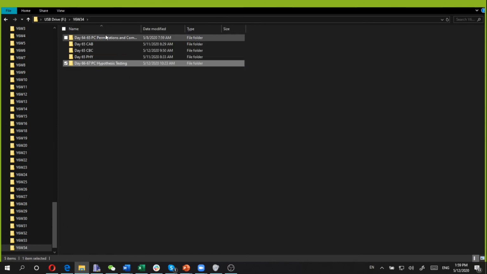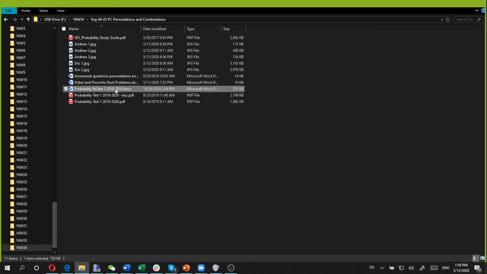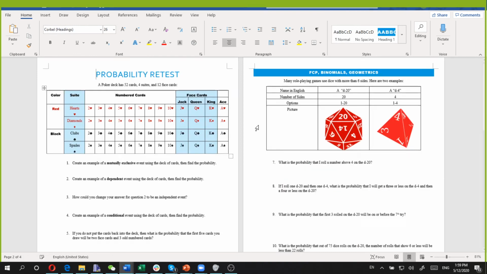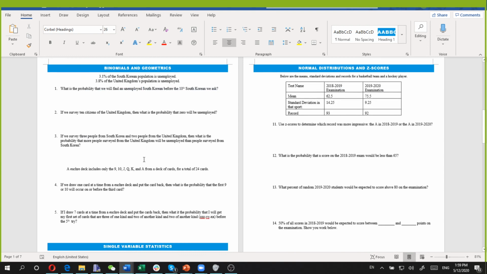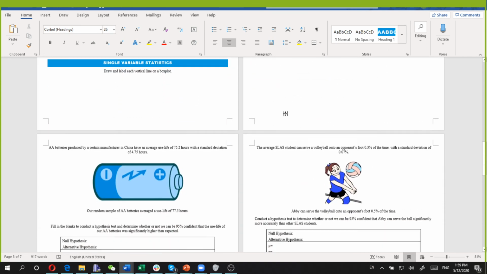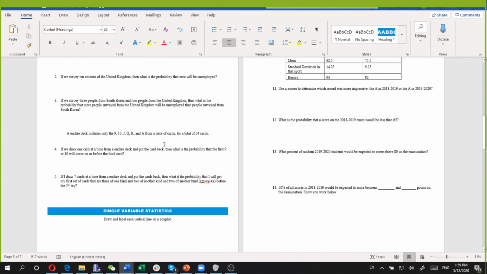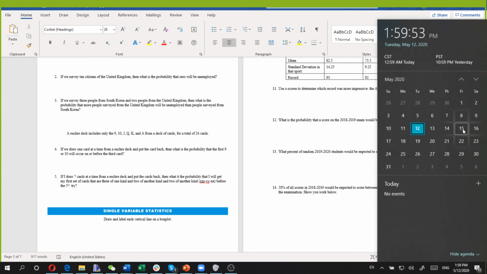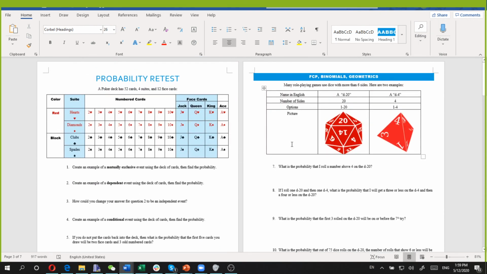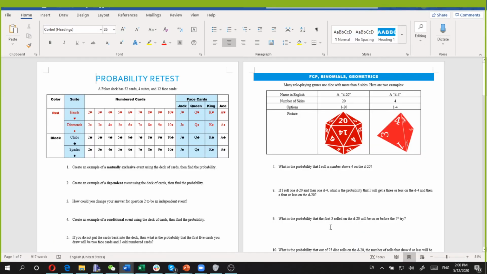So for homework, same document as last time on your probability retest, which I'm sending again through WeChat just in case it's expired. So last time you did pages 1, 2, and 3. That was through binomials and geometrics. This time I need you to finish through your single variable statistics if you didn't do it last time. Your normal distributions and z-score section, which is the rest of this document, so the second half. So everything that you did not submit last time, I need you to submit this time. Okay, I'm going to be looking for that by the end of this week on Friday. So that's due Friday at midnight. The rest of the probability retest document. Because the rest of that document is 3 questions on normal distributions and z-scores, really.